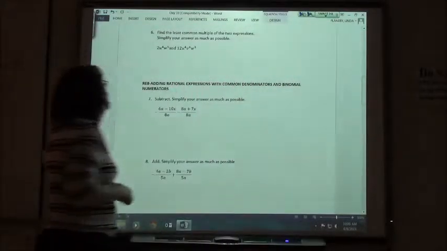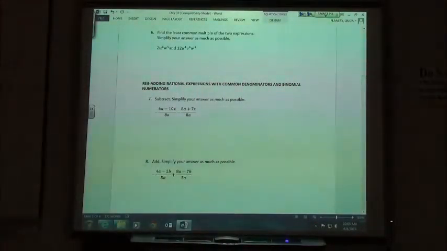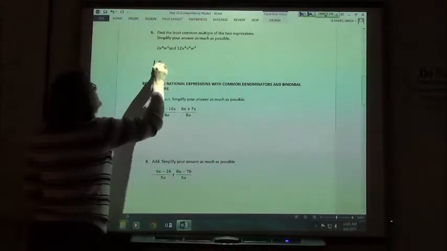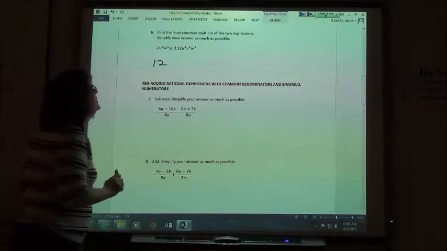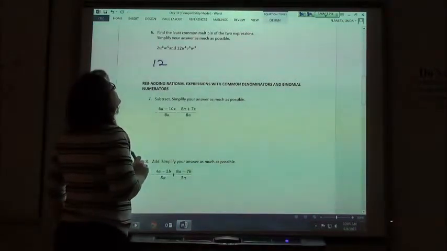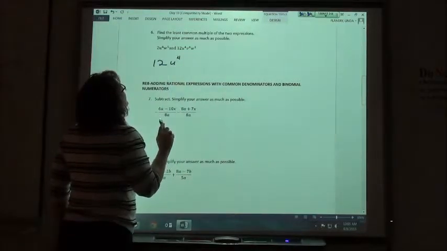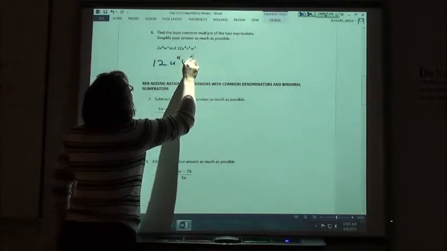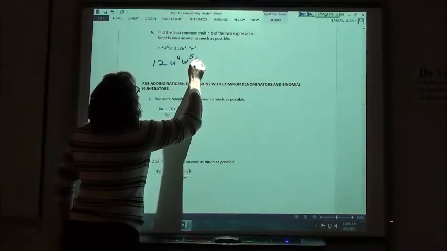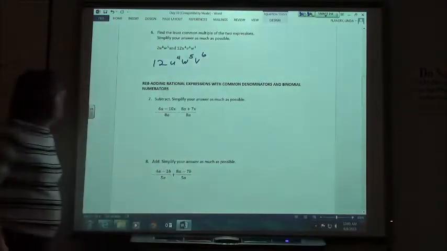So number 6 here. My least common multiple would be 12, since 2 does divide into 12. U to the fourth, w to the fifth, and b to the sixth. Exactly.